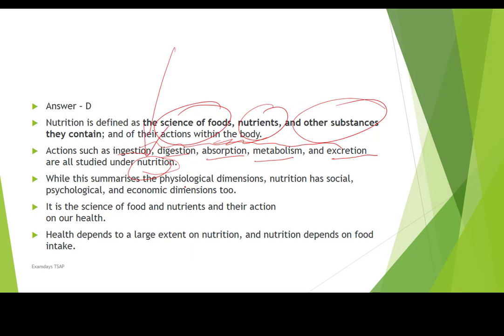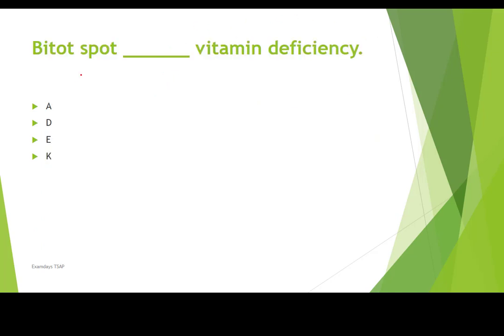While these summarize the physical dimensions, nutrition has social, psychological and economic dimensions too. So in this sentence, food and nutrition relate to health. Health depends upon the exchange of nutrients. The nutrients depend upon the food we are consuming, which is also called intake. Moving on to the next question.